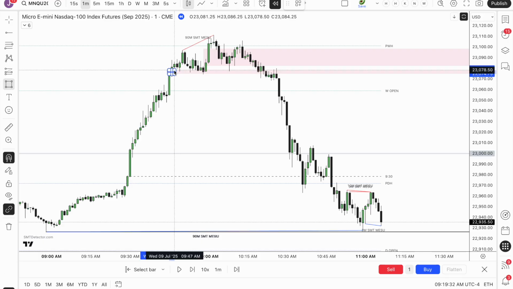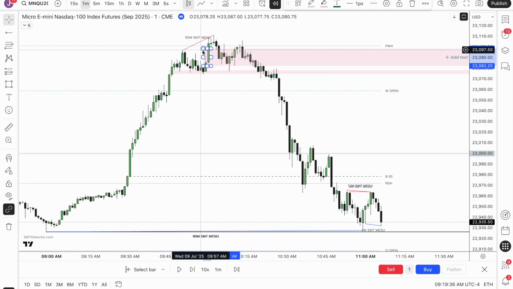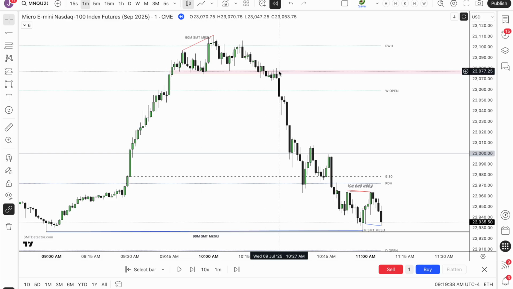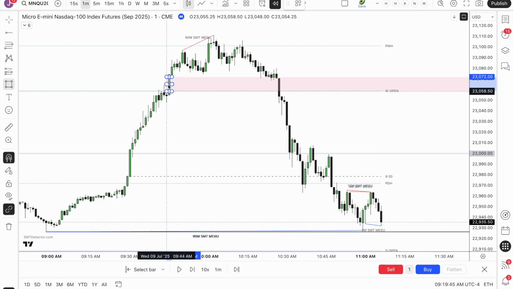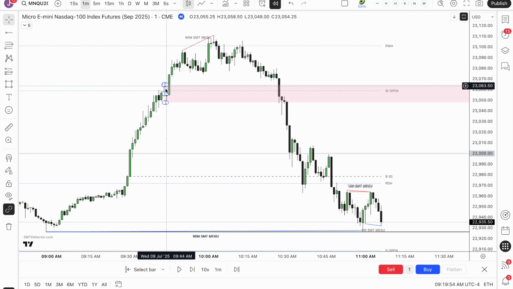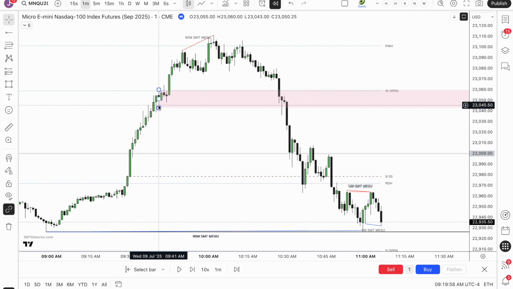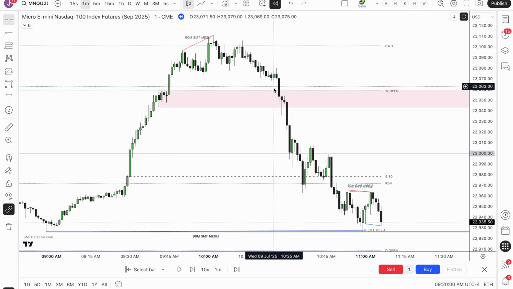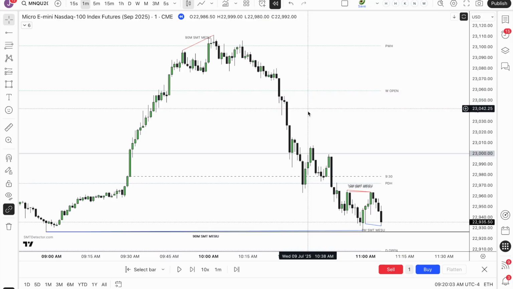You could use this here, fair value gap, test it, run higher. Once it closes below, use it as resistance. This is a bad gap to use, okay? This is a bad order block to use. You would want to use this one because we ran higher, came back and tested it. So you would want to use that one.